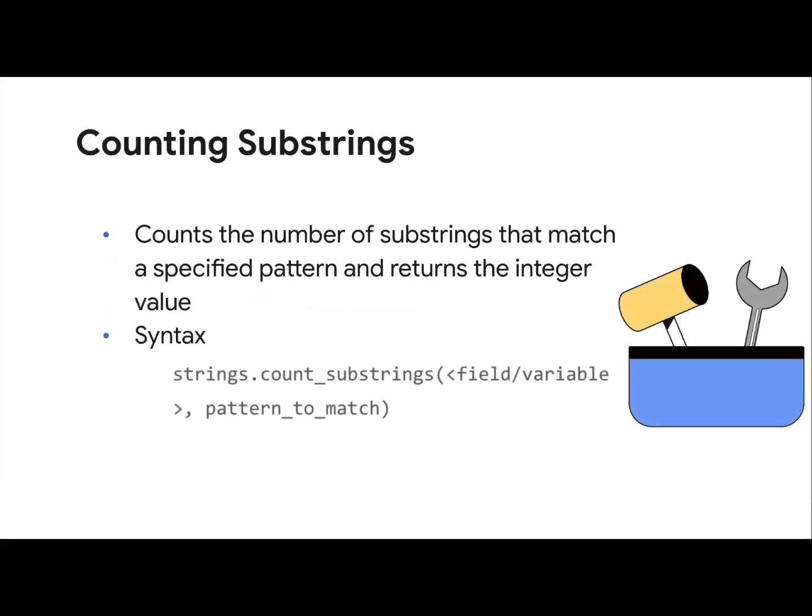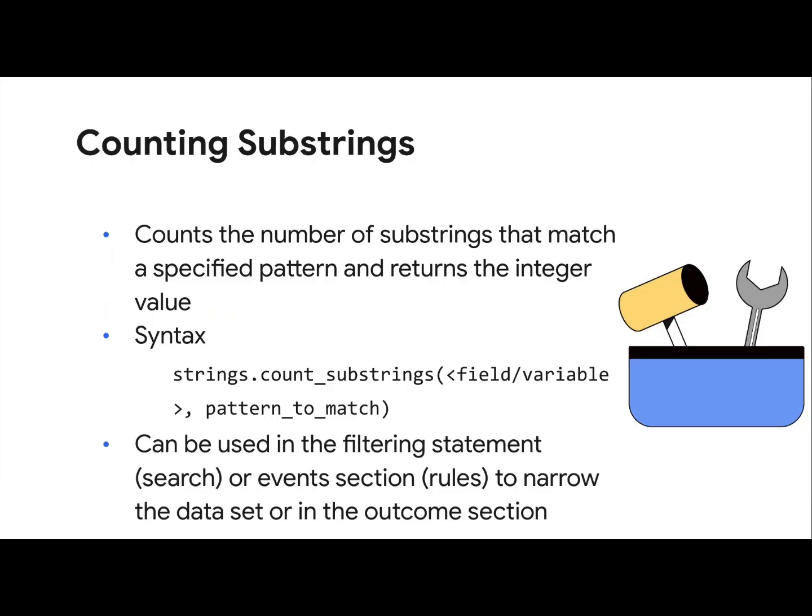Strings.count_substrings quite simply counts the number of substrings within a specified field or variable using the pattern provided. The result is an integer output value. The syntax requires two arguments, the field or variable that needs to be observed, followed by the pattern that is being matched, which should be enclosed in double quotes.